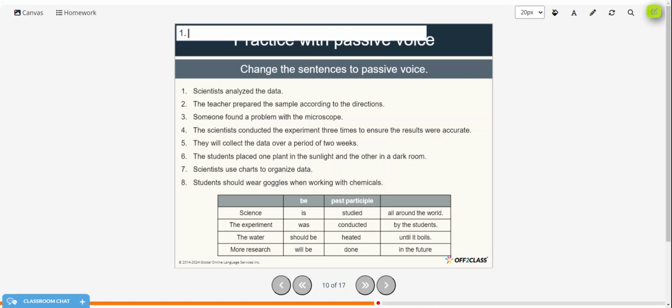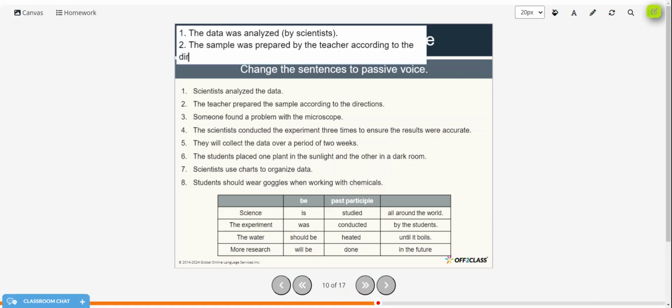So one, instead of "scientists analyze the data," we would say "the data was analyzed." And you could add "by scientists," but you wouldn't necessarily need that. "The teacher prepared the sample according to the directions." So the sample was prepared by the teacher according to the directions.